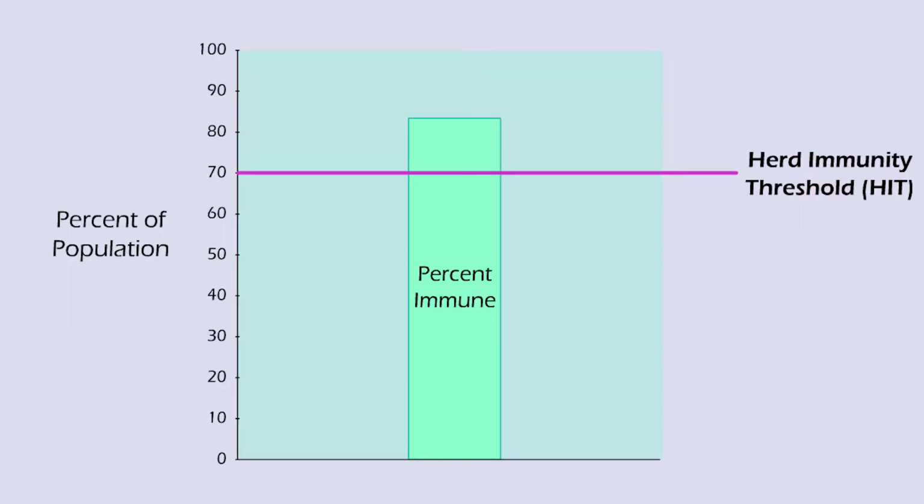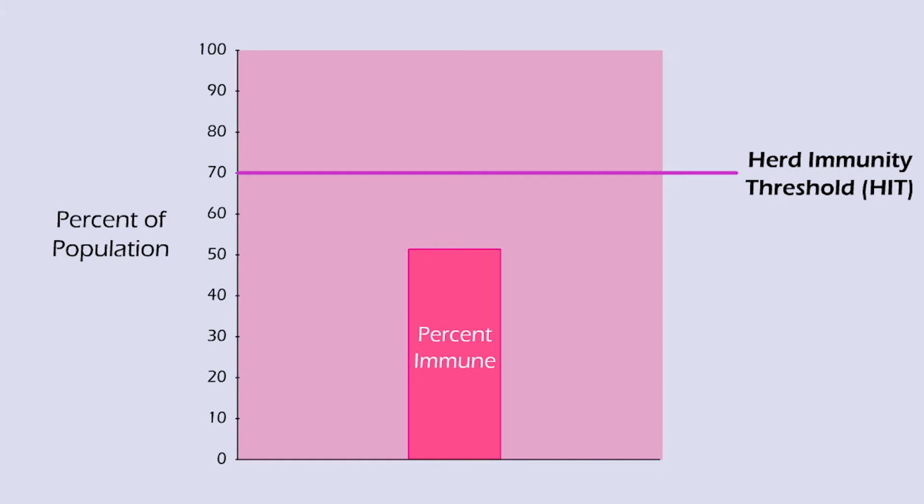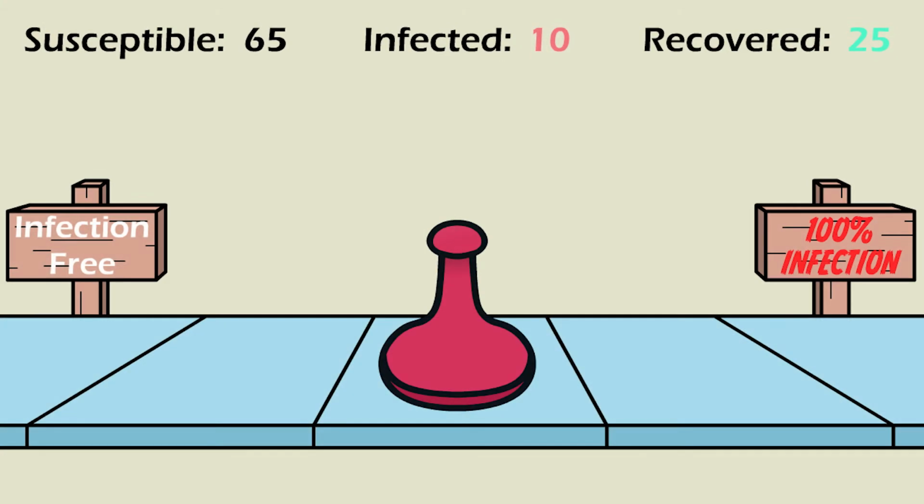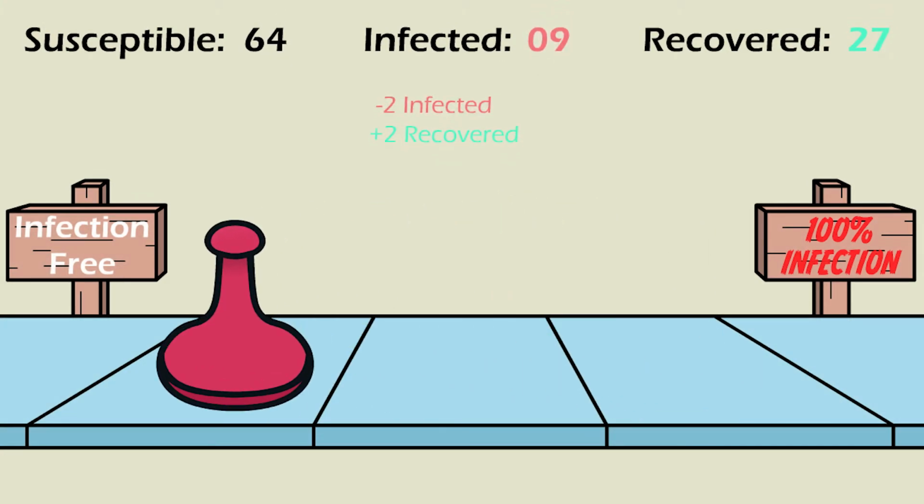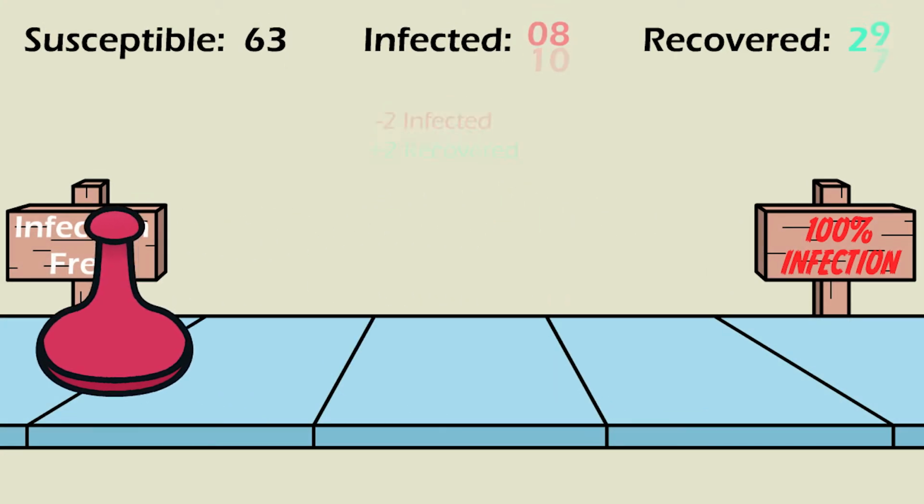Using the basic reproduction number, we can make a guess as to what the herd immunity threshold is. This is the percent of the population that needs to be immune in order for the disease to eventually die out. This happens when the proportion of susceptible individuals is less than the amount needed for transmission. Sort of like a board game, we need to move 2 steps back for every step forward the disease makes in order to reach a pre-epidemic state.